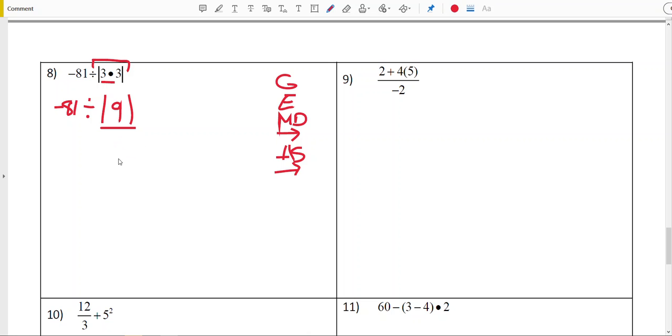Remember, that's the distance from 0. How far away is 9 from 0? It's 9 spaces. And then I have to finish that division. Negative 81 divided by 9.